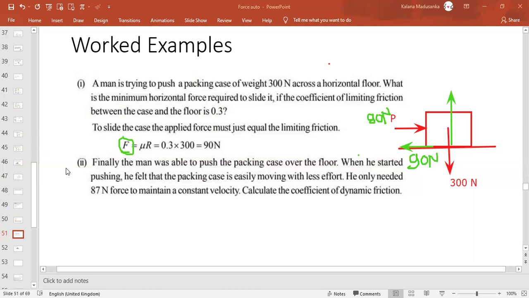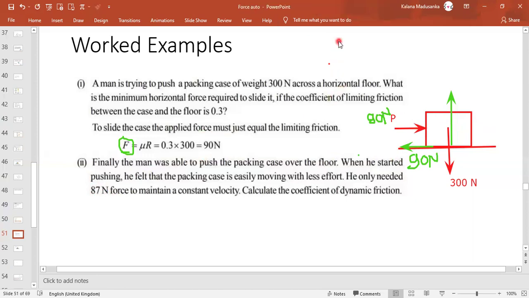The second one: finally, the man was able to push the package case over the floor. When he started pushing, he felt that the package case was easily moving with less effort. He only needed 87 Newton force to maintain a constant velocity. Then calculate the coefficient of dynamic friction, which means the kinetic friction coefficient. Now, he's saying that after 87 Newton, he can easily move this one. What happened? What is the case?